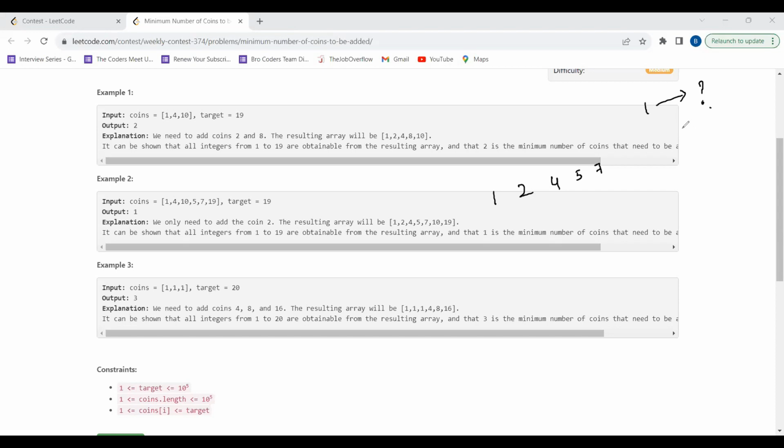Is my question clear? Vivek, Chandan, Tanmay, is my question clear? Clear. Vivek? Yes, clear. So what's the answer?